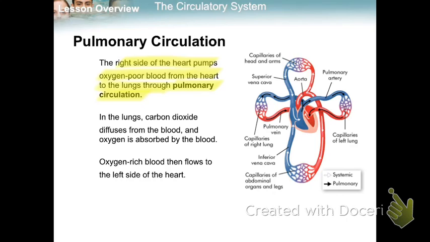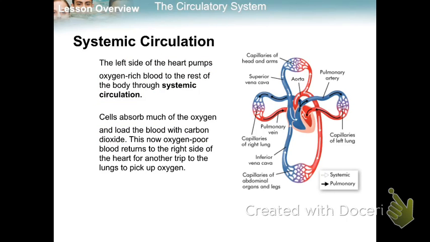In the lungs then, carbon dioxide moves out of the blood and oxygen moves into the blood. And then that oxygen-rich blood goes to the left side of the heart. Then the left side of the heart pumps the oxygen-rich blood to the rest of the body through systemic circulation. Then at the cellular level, the cells absorb the oxygen and then they load the blood with carbon dioxide that they've produced. Now the oxygen-poor blood returns to the right side of the heart for another trip to the lungs to pick up oxygen.